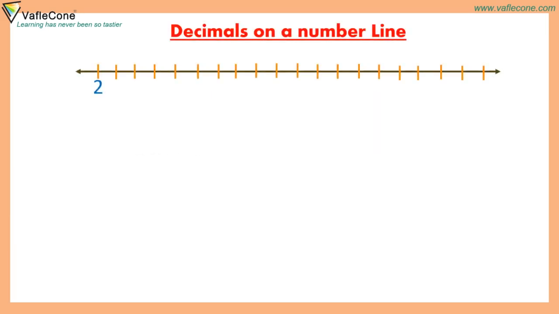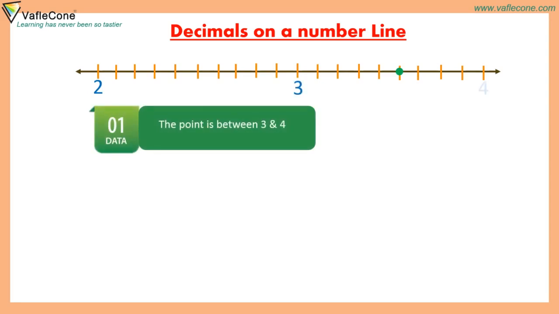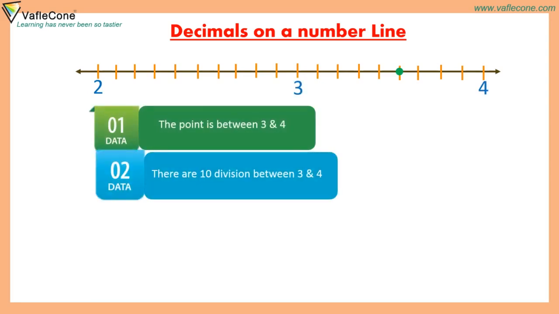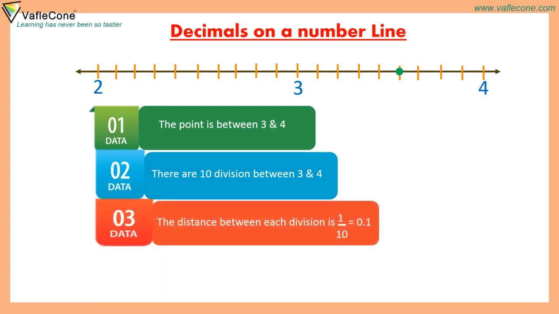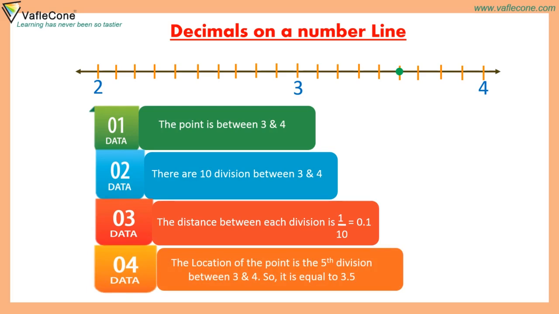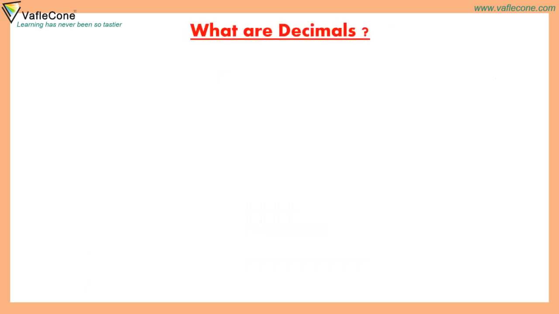Decimals on a number line. The point is between 3 and 4. There are 10 divisions between 3 and 4. The distance between each division is 1 by 10, which is equal to 0.1. The location of the point is the fifth division between 3 and 4. So, it is equal to 3.5.